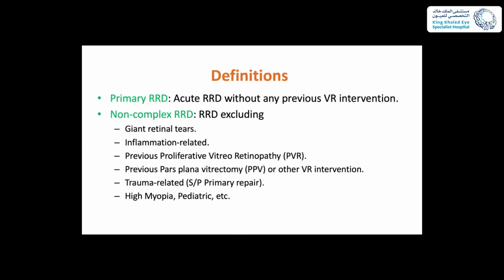Some definitions to start our journey. So what do you call a primary retinal detachment? It's an acute retinal detachment that doesn't have any kind of previous vitreoretinal intervention. There is something similar but not equal. We call it non-complex retinal detachment.